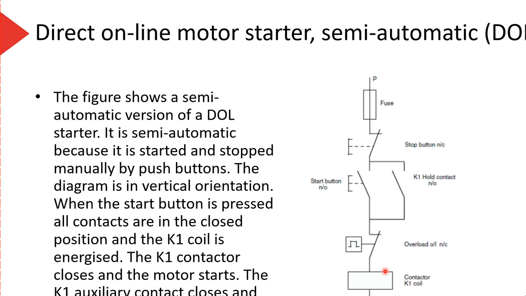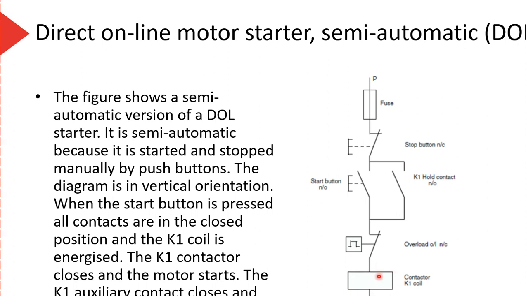Direct online motor starter, semi-automatic. So what have we got here? This figure shows a semi-automatic version of a DOL starter. It is semi-automatic because it is started and stopped manually by push buttons. The diagram is in the vertical orientation, so our phase is coming in the top here. There it is, phase, and neutral at the bottom.